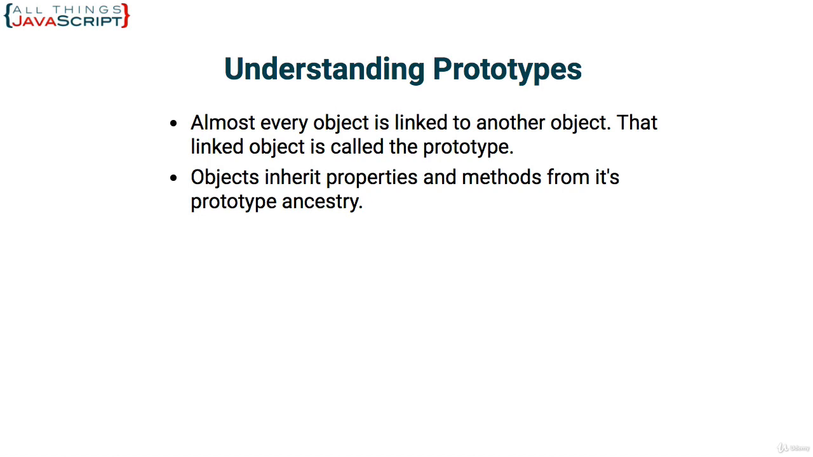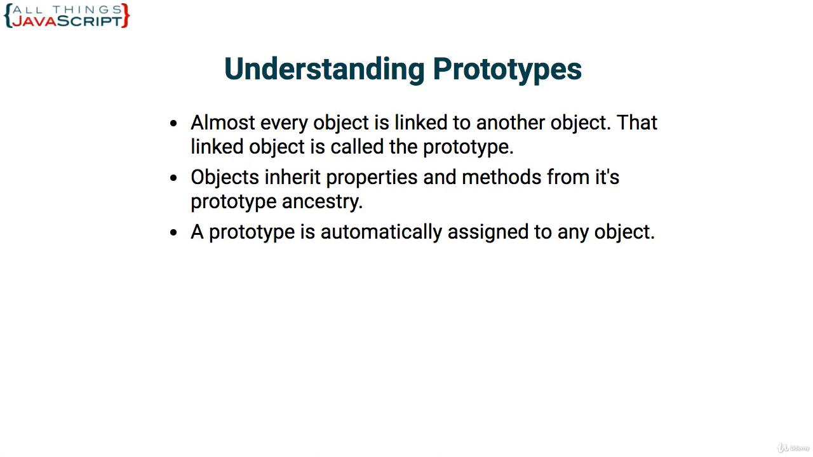And the reason we use the term prototype ancestry is because an object has a prototype, but that prototype object can also have a prototype, and so on, up what we call the prototype chain. So the object can use any properties and methods that are on that prototype chain that belong to any of the objects that are a part of that prototype chain. So that's why we use prototype ancestry.